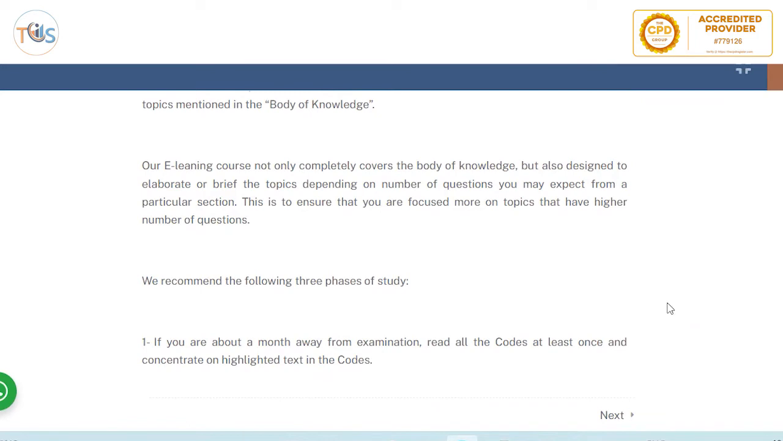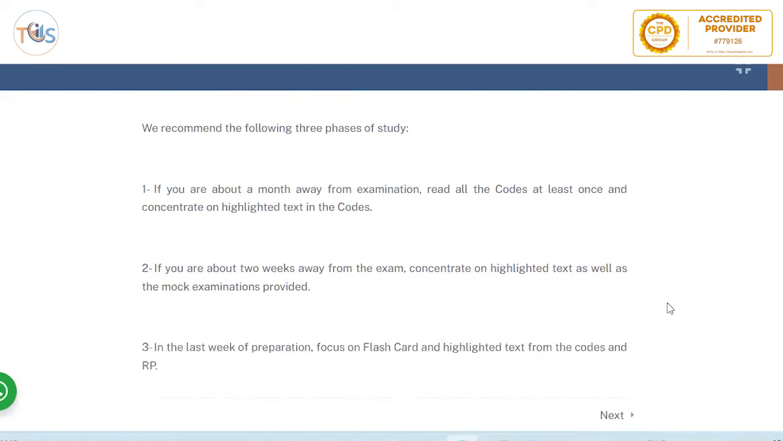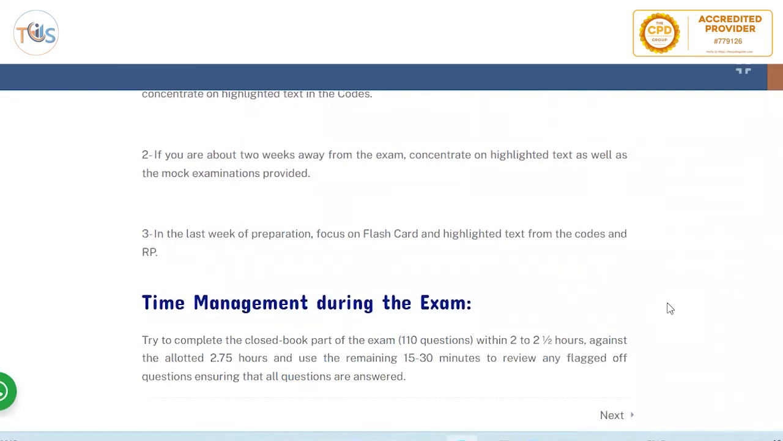So to sum it up, we recommend the following 3 phases of study. If you are a month away from examination, read all the codes at least once and concentrate on the highlighted text in codes. We also brought a publication, Effectivity sheet highlights, that you can look at and use as a reference. If you're 2 weeks away, concentrate on highlighted text as well as the mock exam questions provided, and just last week or a few days before the exam, concentrate on flashcards and the highlighted text of the codes and recommended practice.